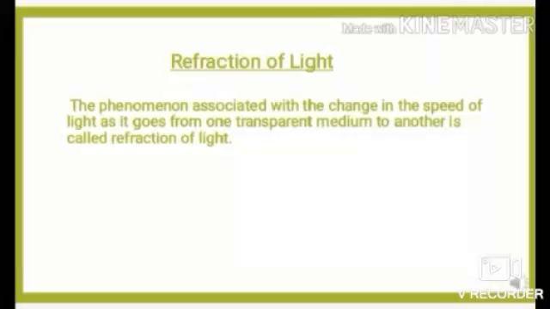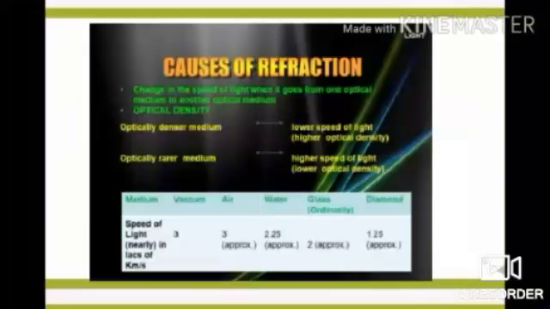Refraction is basically due to change in speed of light in two different transparent media. When light passes from one transparent medium into another, it may either slow down or start moving faster. For a given pair of media, the medium in which the speed of light is less is called the optically denser medium, and the medium in which the speed of light is more is called the optically rarer medium.